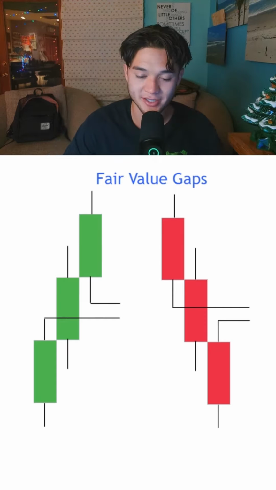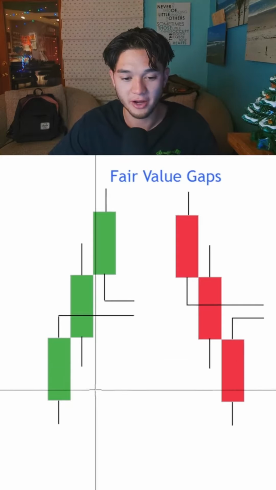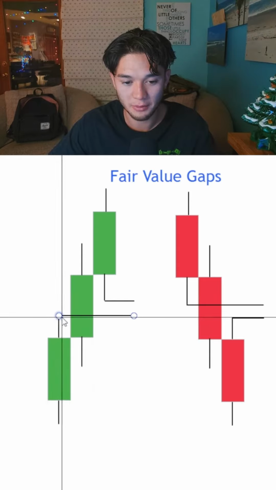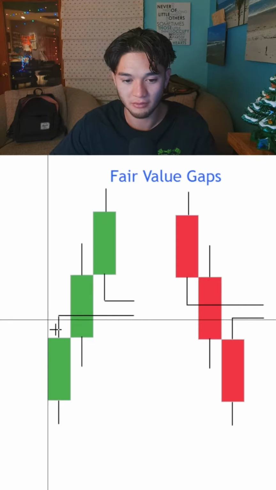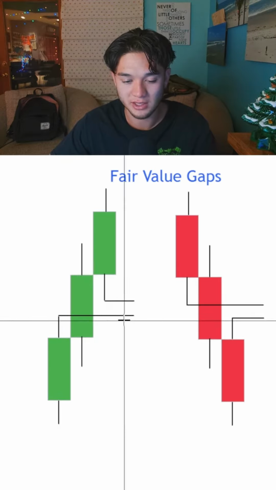In this episode, we're going to discuss fair value gaps. A fair value gap, or an FVG, is a 3 candlestick pattern. We have 3 candles. We have the first candle. We want to look at the wick. The top of this wick is not as low as the bottom of the third wick. As you can see, we have a little gap in between the wicks, and the body has a little gap in between here. This is a fair value gap.